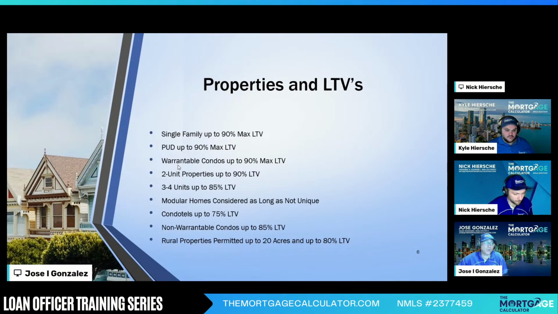And modular homes are considered as long as they are not unique. Many modular homes look like regular stick built homes, but if it's anything looking a little bit odd, like a dome modular home or something like that that's out of the ordinary, they're probably not going to lend on that modular home. Cannot be a unique type property.